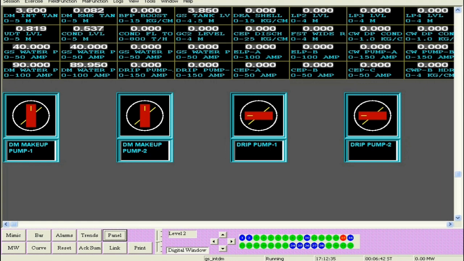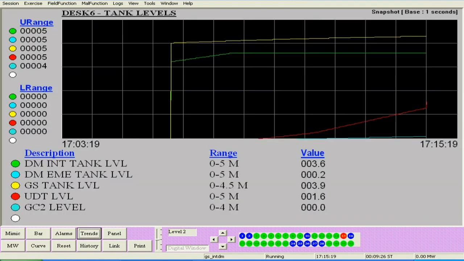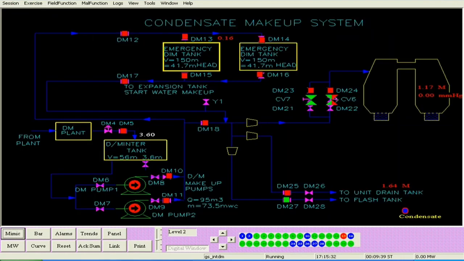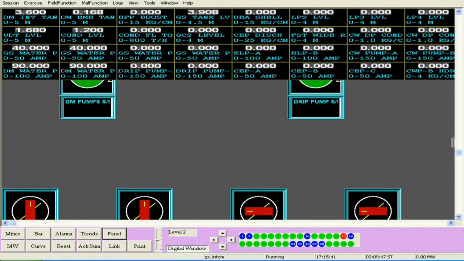So we have got 2 DM makeup pumps running here, and you can see the levels also increasing in the DM tank, the DM emergency tanks, the condenser and the UDT also. You can see the UDT level has increased to around 1.6. Then the emergency tank level has increased to 0.2. And again you go to the condensate page and check the levels there. So everything is going on correctly.